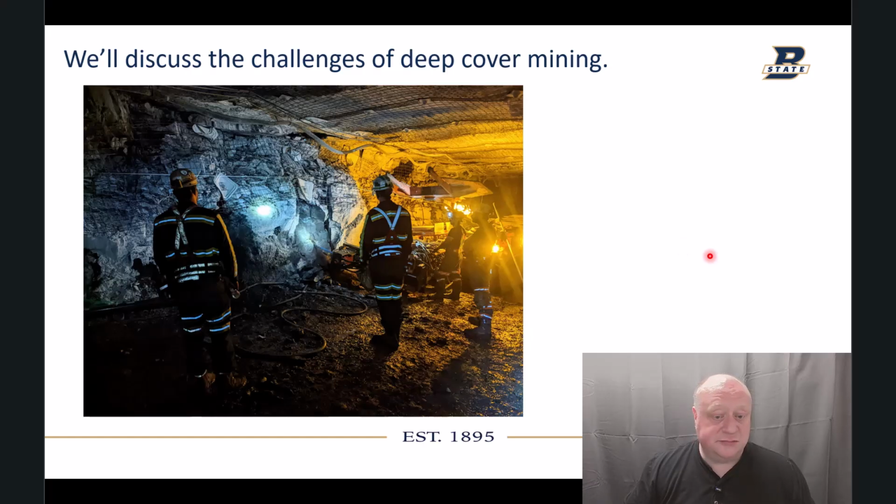This mine in particular, at this location, was about 2,500 feet deep. That's the deepest I've ever been. I know that some mines in this country got to about 3,000 feet deep. I don't think we've ever been deeper than that. Germany, historically, they got very deep mines, 5,000 feet or more. But we'll talk about some of these challenges that you can encounter.